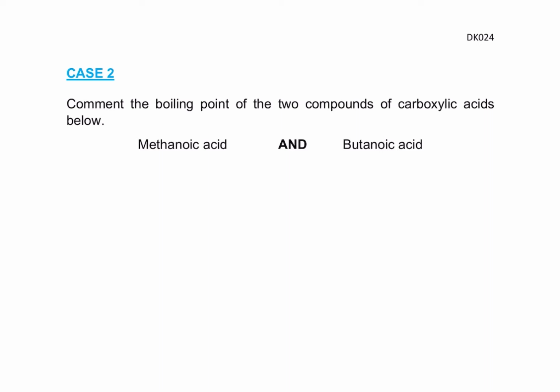So methanoic acid is a carboxylic acid with one carbon atom. So I'm going to draw the structure for that. C double bond O attached to OH, and this is H. So methanoic acid, one carbon. Next one, I have butanoic acid with C double bond O attached to OH, and you got CH2, CH2, CH3. So this is butanoic acid with 4 carbon atoms.